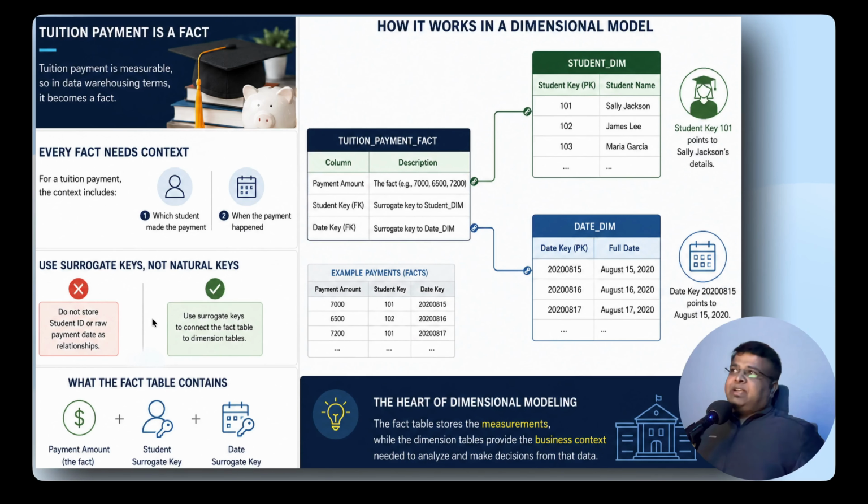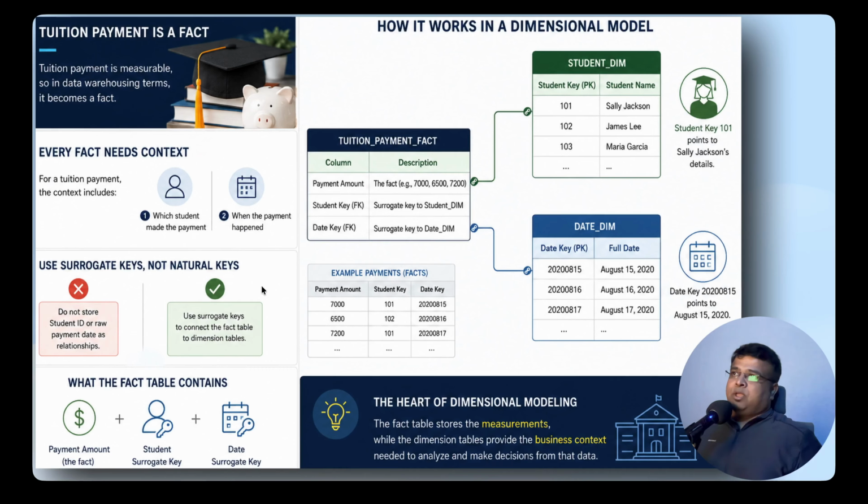So the fact table would actually contain the payment amount, that is the fact, a student surrogate key, and a date surrogate key. Those keys then connect the fact table to the related dimension tables. For example, the student key might point to a row in the student dimension table containing Sally Jackson's detail. The date key points to a row in the date dimension table for August 15, 2020. Now, that is really the heart of dimensional modeling. The fact table stores the measurement, while the dimension table provides the business context needed to analyze and make decisions from the data.